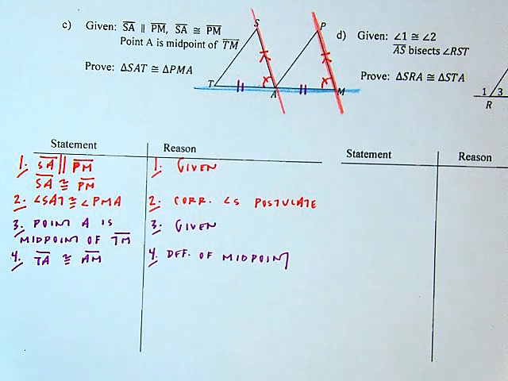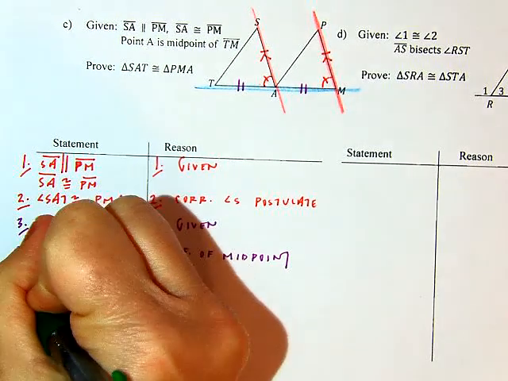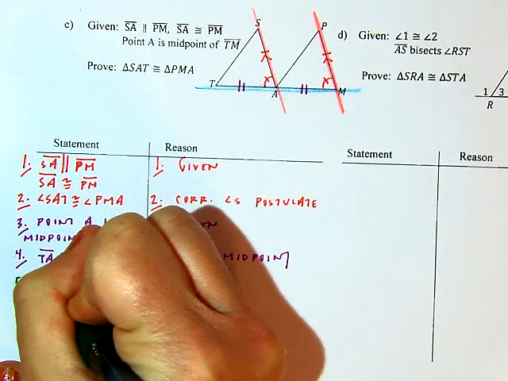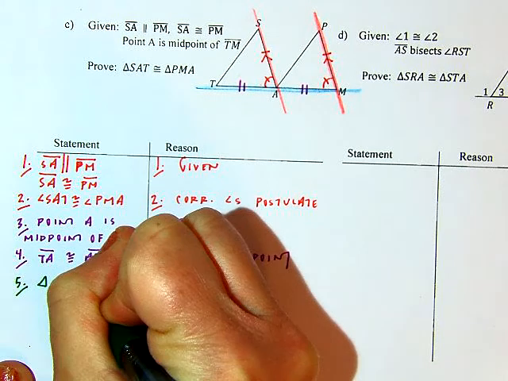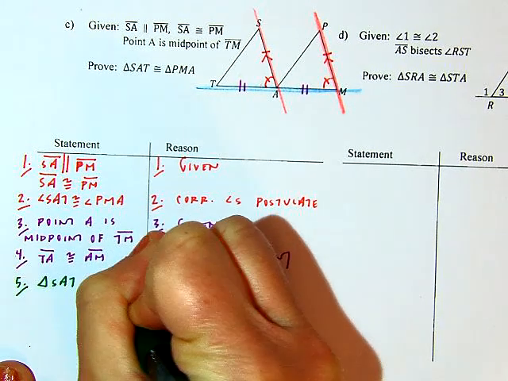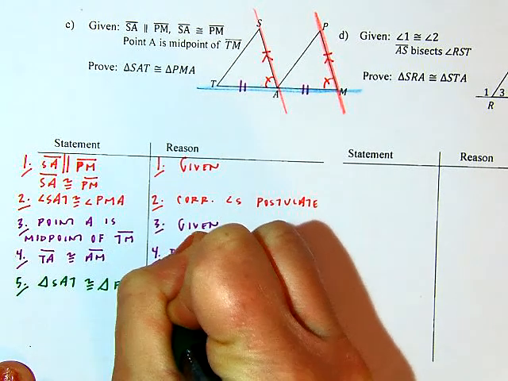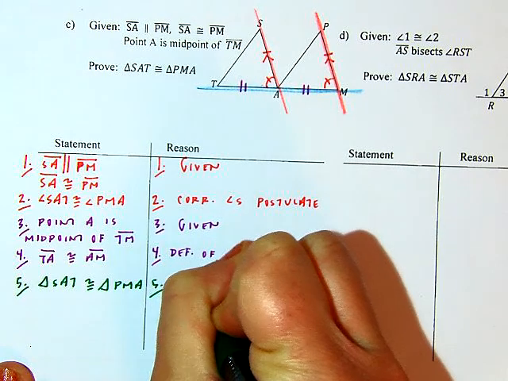Okay, so now looking at my diagram, I see that I have two pairs of sides linked up. I see a pair of included angles. So I have side angle side as my combination again. So triangle SAT is congruent to triangle PMA. SAS.